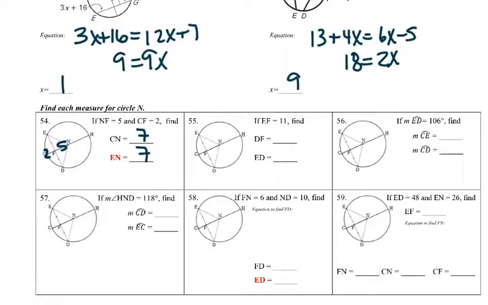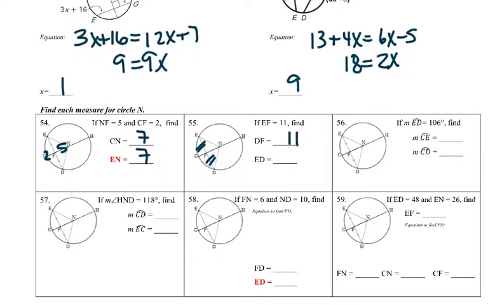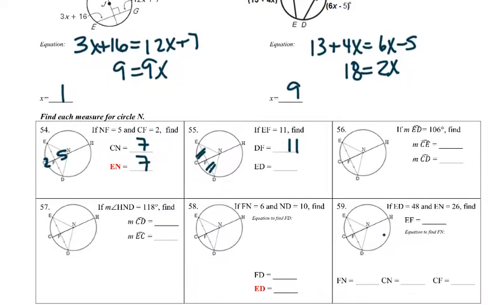Now in this one, if EF is 11, let's see, DF, well that would match it, right? So that would be 11, so then ED would be 11 plus 11 or 22. If ED is 106, that's just going to get cut in half, so 53 and 53 for those two. If HND is 118, that's going to match there, so that's going to be what, 62? Yeah, 62 for CD, so 62 for EC.